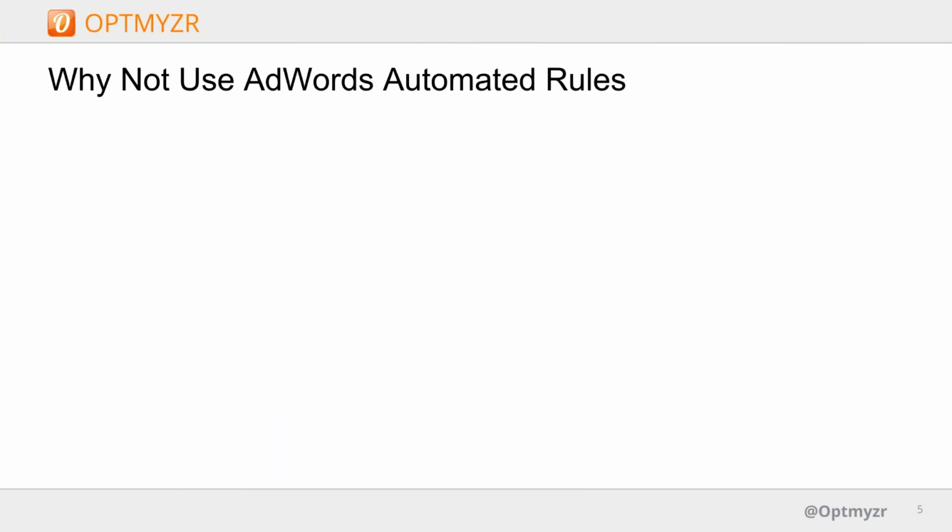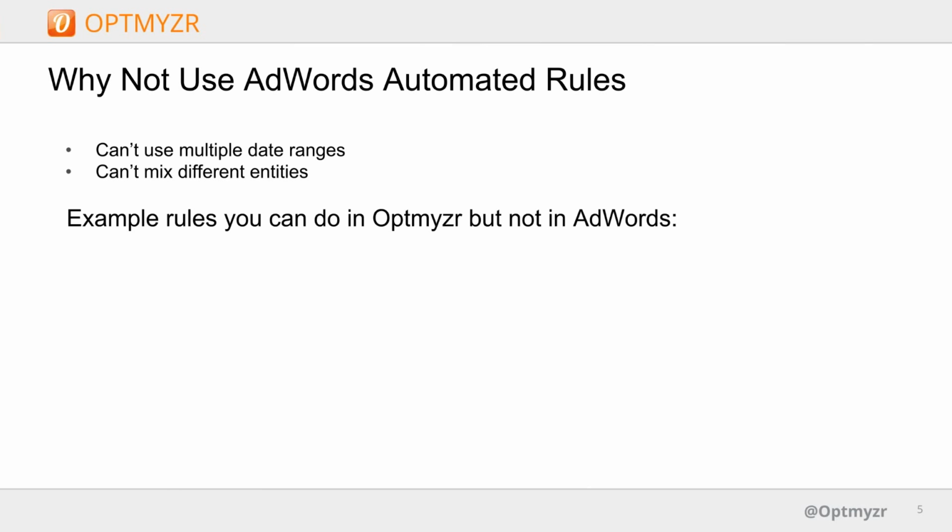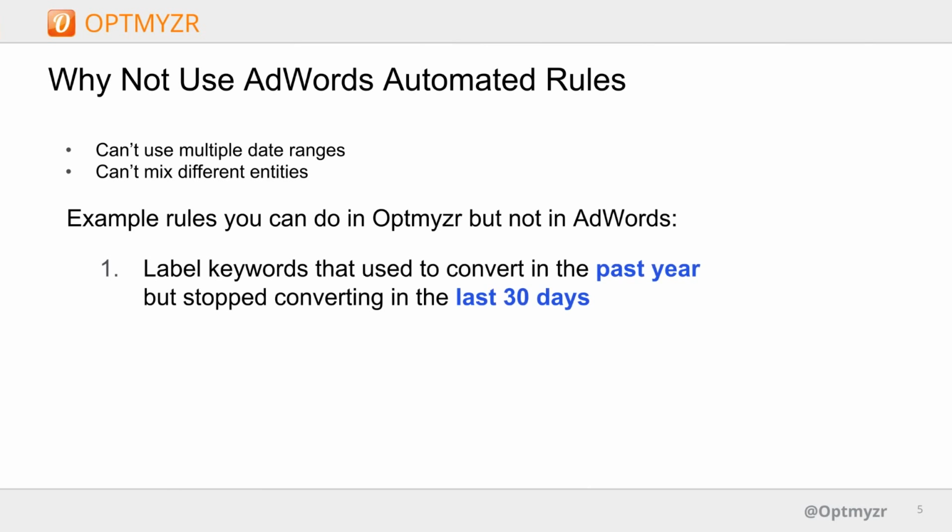So I'm obviously a big proponent of doing things for free when you don't have to pay for them. So AdWords does have automated rules, and in many cases, that's a great solution to put a rule engine in place. Now, there are a couple of reasons why the AdWords solution may not be good enough. One frustration that I've had is they cannot use multiple date ranges, and you also cannot mix and match different entities. So let me give you a couple of examples of things that you could do through the Optmyzr Rule Engine that would be really difficult, if not impossible, to do in AdWords because of these 2 limitations.